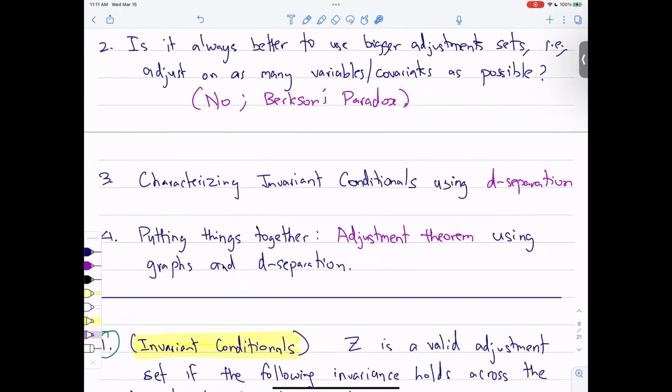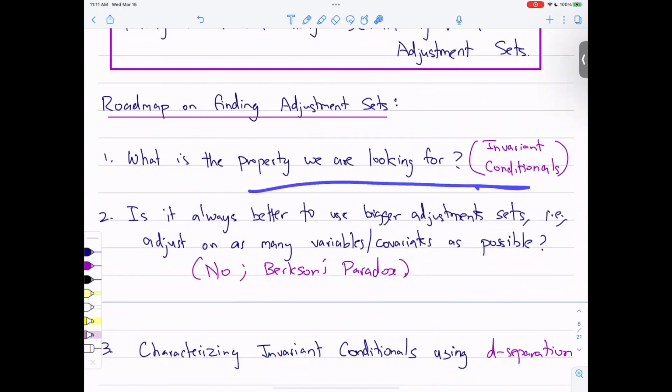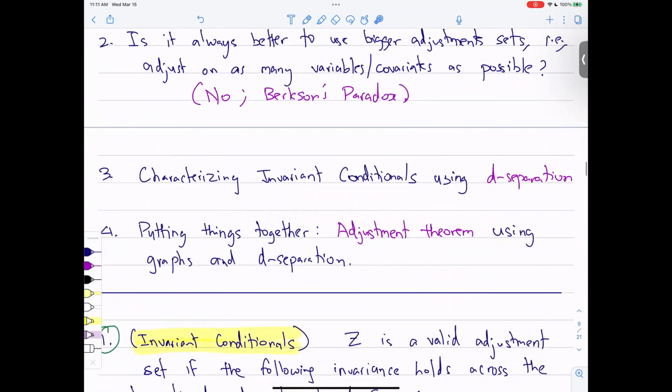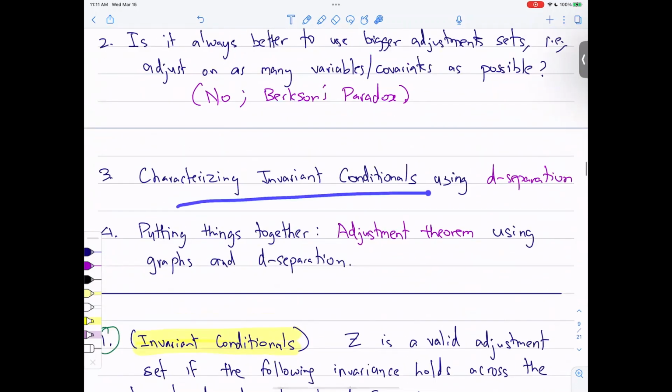Then we'll talk about what property we're looking for algebraically, and then we'll ask, can we do this graphically using d-separation? Can I look at the structure and say, hey, this should be the adjustment set, just by looking at this graph? Putting all these things together gives the adjustment theorem of graphs and d-separation. So that is my roadmap for the next half an hour or so.